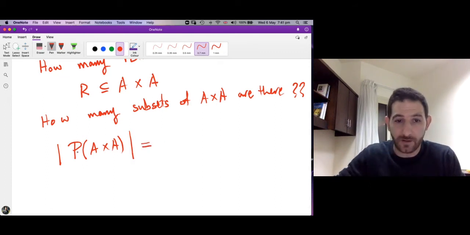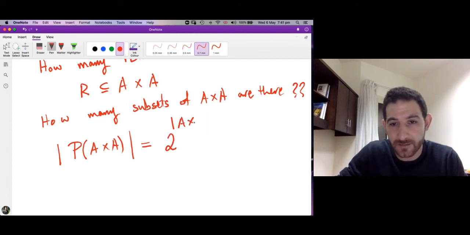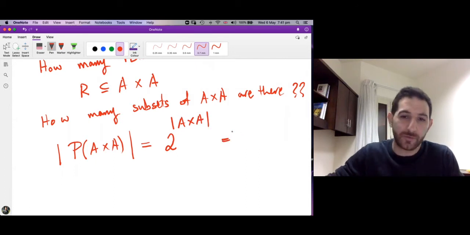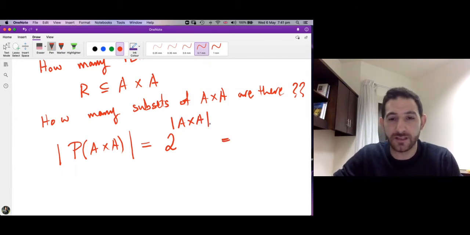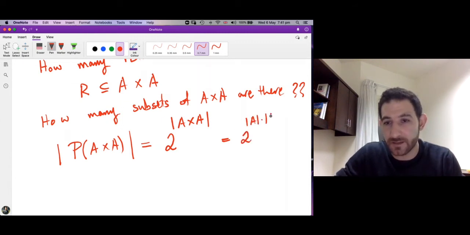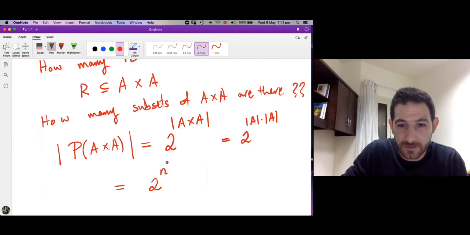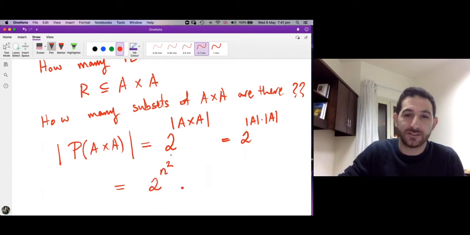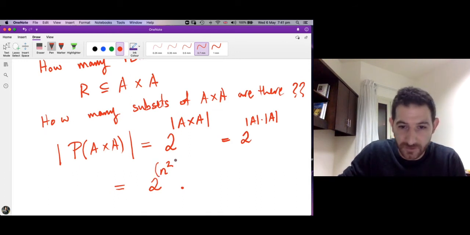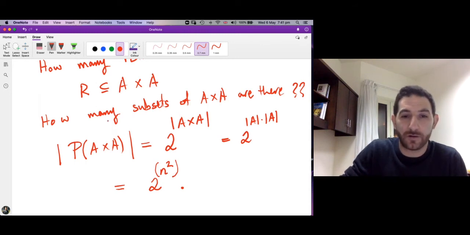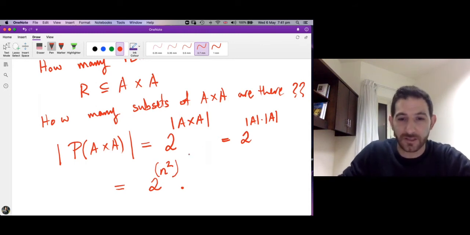The cardinality of the power set of any set is 2 to the power of the cardinality of the set. And we know from the product rule that the cardinality of A cross A is the cardinality of A times the cardinality of A. But what is the cardinality of A? It's n, so n times n. So the answer is 2 to the n squared. There are 2 to the power n squared different relations on A.